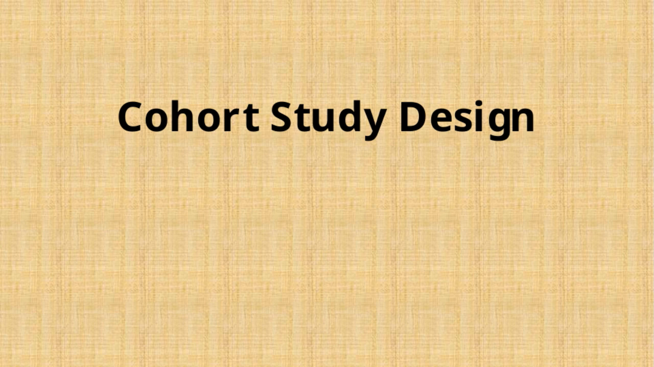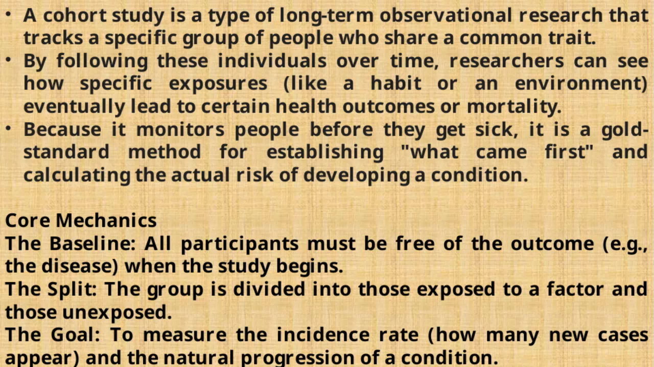Let's get started. A cohort study is a type of long-term observational research that tracks a specific group of people who share a common trait. By following these individuals over time, researchers can observe how certain exposures, like habits or environmental factors, may influence health outcomes or even mortality. Because it monitors people before they develop any illness, it's considered a gold standard method for figuring out what came first, whether the exposure caused the outcome, and for accurately estimating the risk of developing a condition.